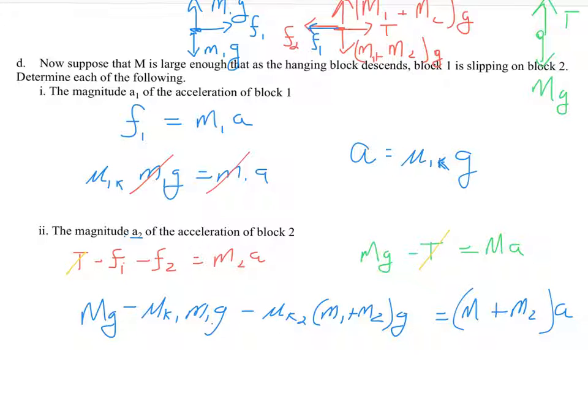The big mass and M2 are accelerating at the same rate. Mass 1 is accelerating at a different rate, so you cannot combine that with those other two objects for this situation. But we got rid of all other variables. We just have to divide both sides by big M plus M2, and that's what the acceleration is going to be.